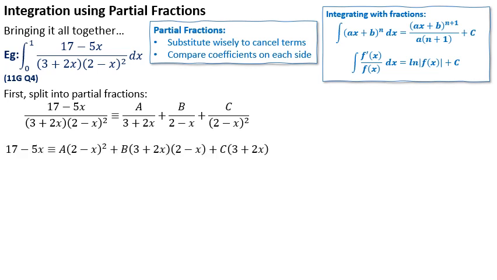Next, you can think of this in two ways. You could think of it as adding the fractions on the right and then only comparing the numerators, or you could think of it as multiplying through both sides by the denominator. The effect is the same. What we end up with is A times (2 minus x) squared, because that was what was missing from the denominator of that first fraction. And then B needs one of the (3 plus 2x) brackets, but it also needs a second of the (2 minus x) brackets. C has (2 minus x) squared, so all it needs is a (3 plus 2x).